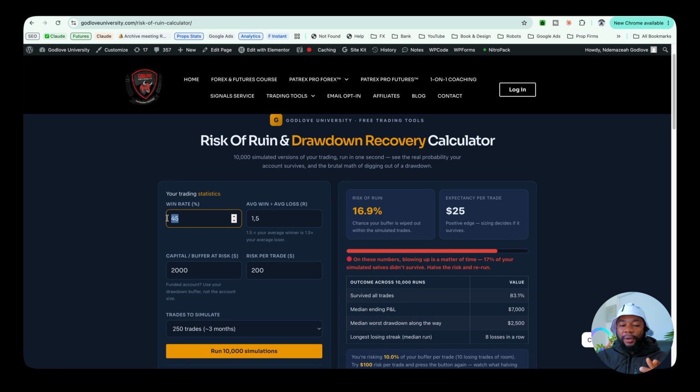So let's take, for example, one of my strategies is having a 55 to 60% win rate. So I just put there an average risk to reward, or average win divided by average loss, which is just the risk to reward. Most of the time we go for a risk to reward of 1:2, right?